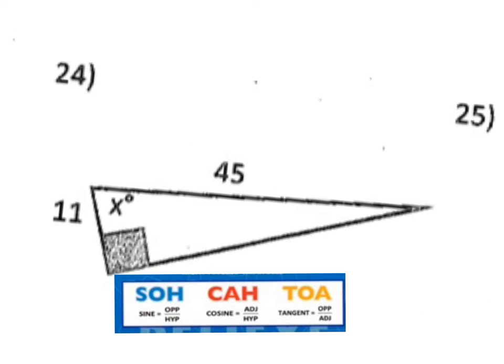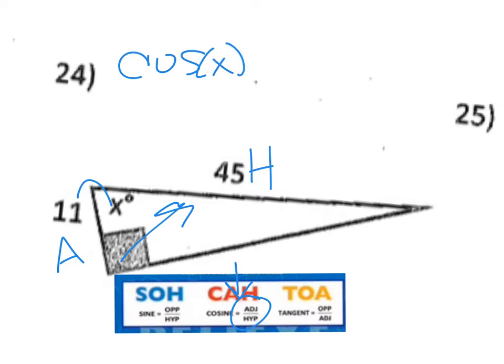Okay, so this one's also asking us to find the missing angle. So let's label what we have. This one's directly across from the right angle, so we know 45 is our hypotenuse. And this is right next to the angle, so this would be our adjacent. So we're also using cosine because we have A and H. We can set that up by saying cosine of x is equal to A over H. A is 11 and H is 45.